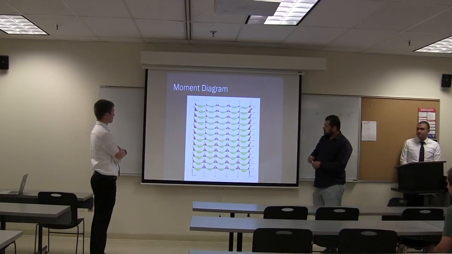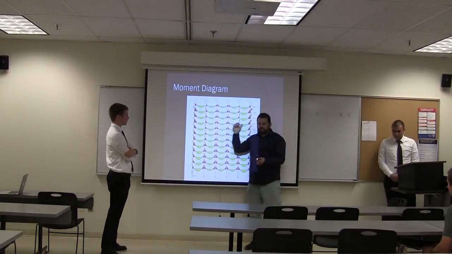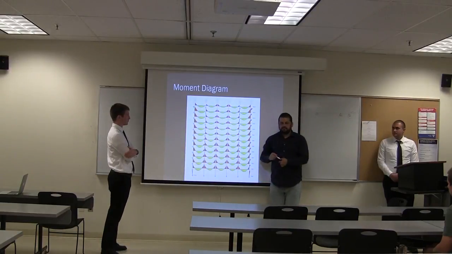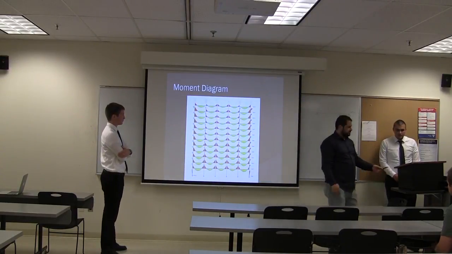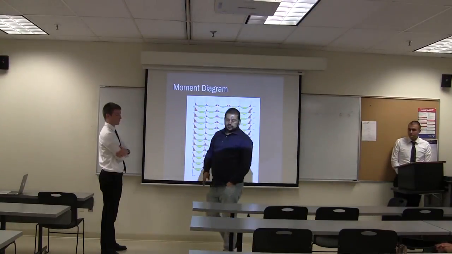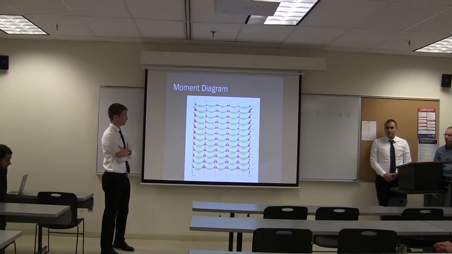See? So it's continuous over this column. Here, either pin or fix. If you want to fix it, you have to provide adequate reinforcement for that. You don't have to. Any question from students? Any question? Okay, thank you guys.